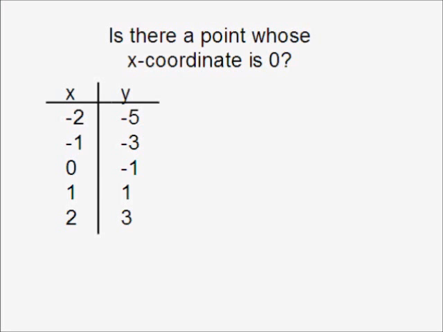In this example, you'll notice that we have an ordered pair whose x value is 0. So that means its y value will be our y-intercept. So our y-intercept b is equal to -1.